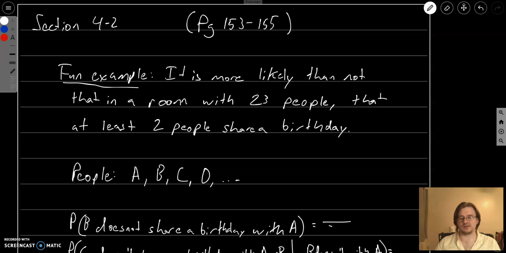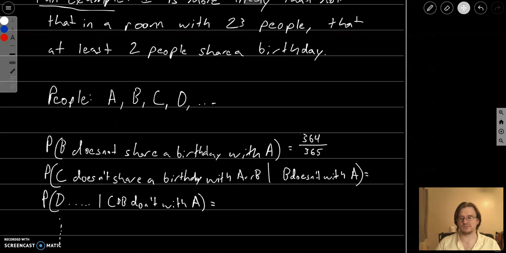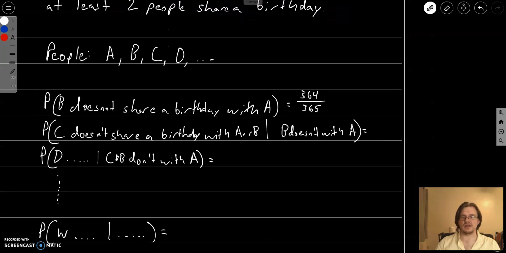Well, there are 365 days a year, and if B doesn't share a birthday with A, and it's equally likely that B is born on any day, then there's 364 possible days that B could be born on. So this probability is pretty close to 1. 364 divided by 365 is very, very close to 1. So now let's think about this.